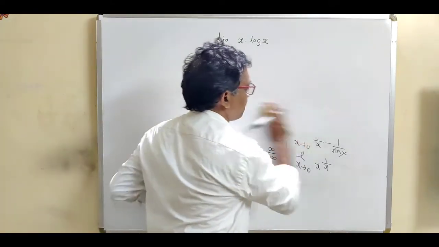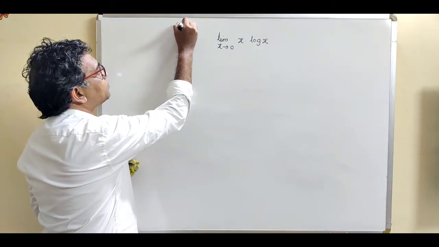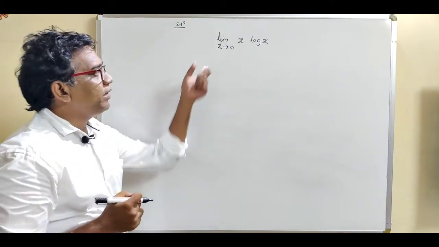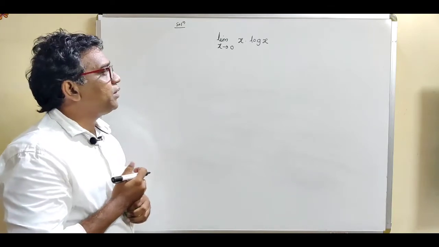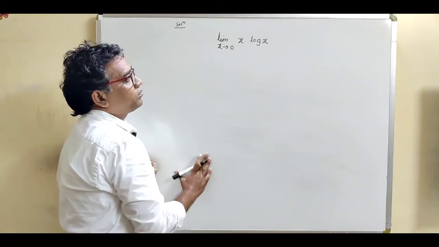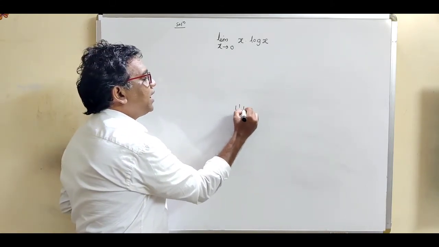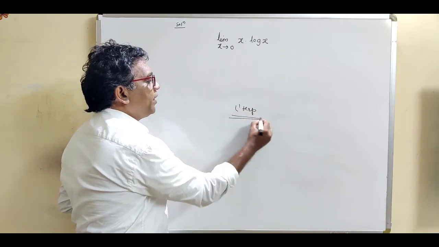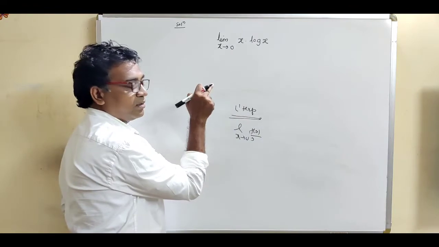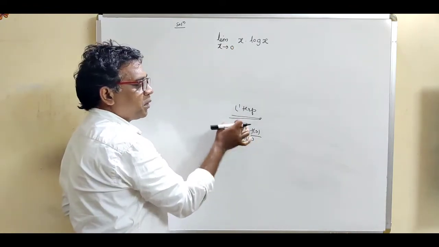So see, this is the solution. This is the given limit: limit x tends to 0, x into log x. Now this is not our proper form. This is the product form. What is our proper form? For the L'Hopital rule, we require the division form. Now this is not a division, so what is the method? Anyhow convert this form in terms of division form.